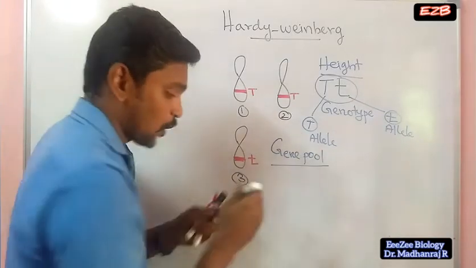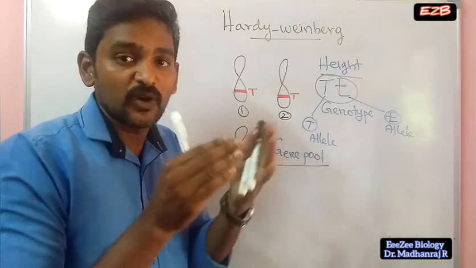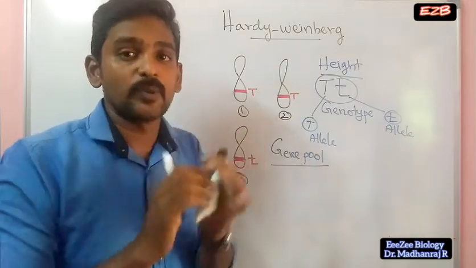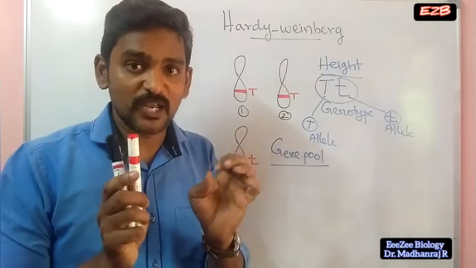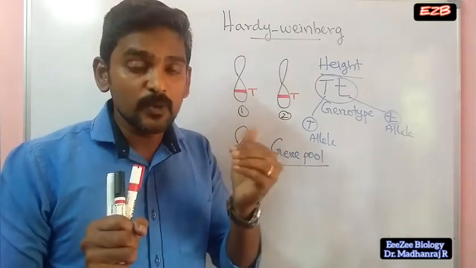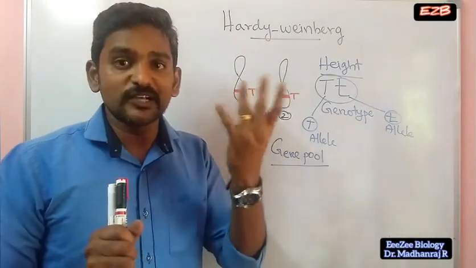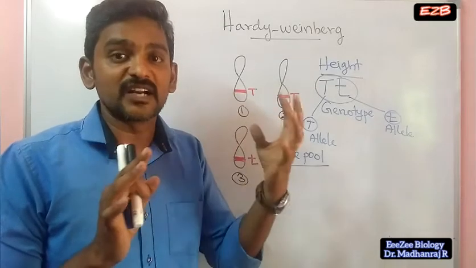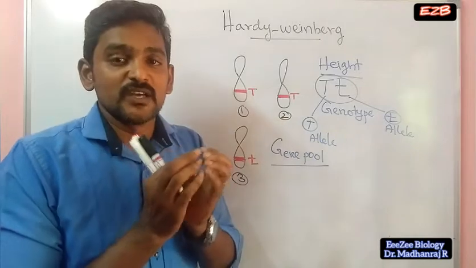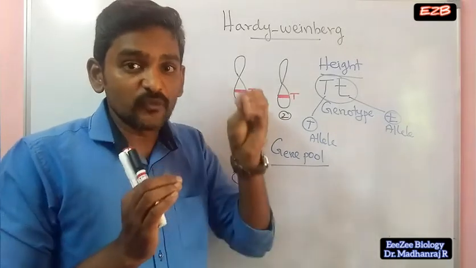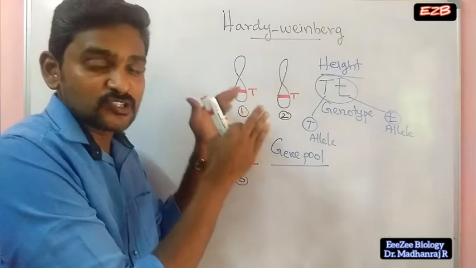Gene pool means the total number of genes, as well as alleles, in the population. It remains constant and will not change until it is disturbed by evolutionary consequences like mutation, natural selection, recombination, and genetic drift. Many are there, and I will be discussing them in the next class. If evolutionary consequences are not involved, the genes and alleles will be constant generation after generation.